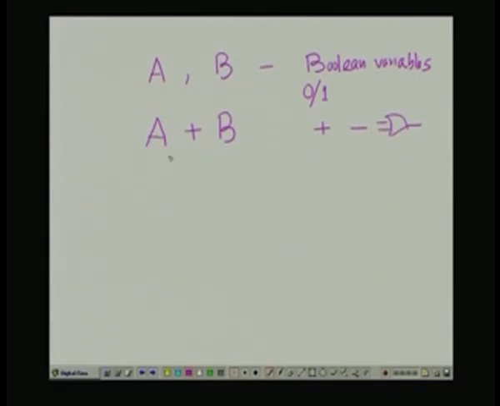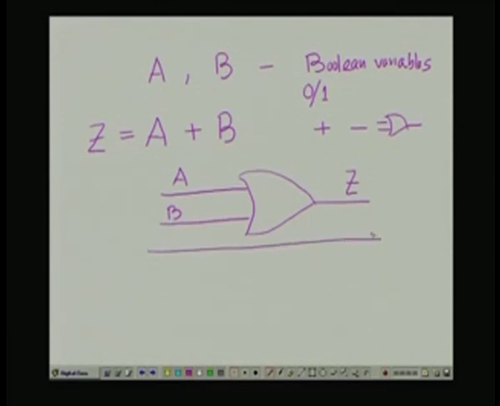So, from the left, what was the rule? We give a notation for each variable, one line. So, A will be replaced by a line. Similarly, B will be replaced by a line. Then the operator will be replaced by my logic gate. So, this is your Z equal to A plus B, this is the logic circuit for that.